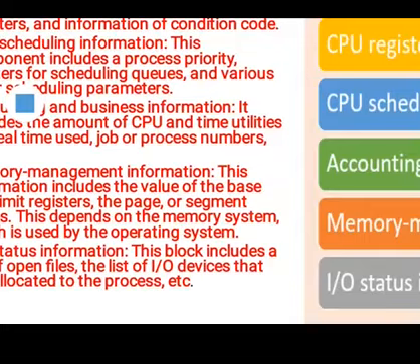There are mainly two types of processes: one is IO bound, another is CPU bound. An IO bound process, input output bound, takes more time, or we can say wastes more time, in processing input and output, and a CPU bound process requires more time on the CPU.